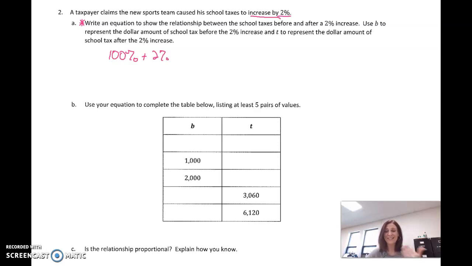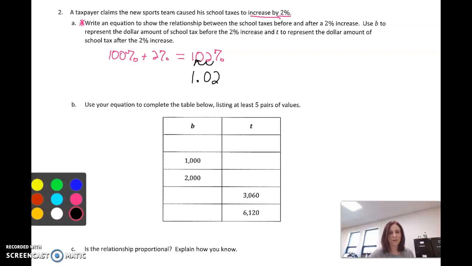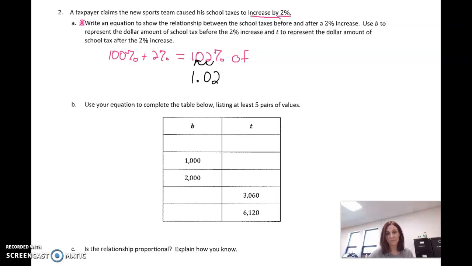Remember, we always talk about, don't think of it as the increase or decrease, but actually what percent we're paying. We're actually paying 102% of our taxes because we're paying 100% of what we paid before plus the increase of 2%. So we need to make this into a decimal, and we have 1.02. We're paying 102% of what we were paying before.